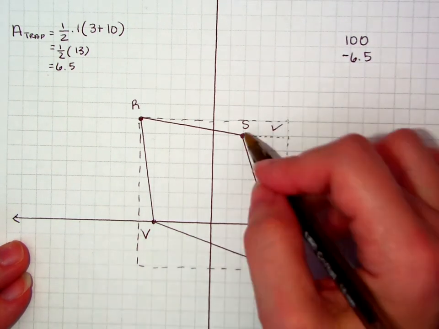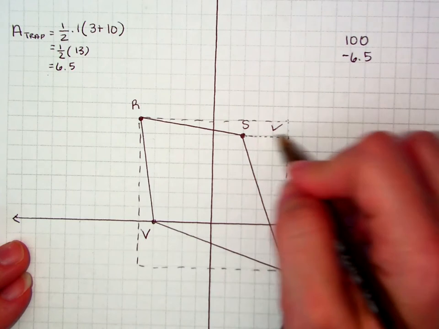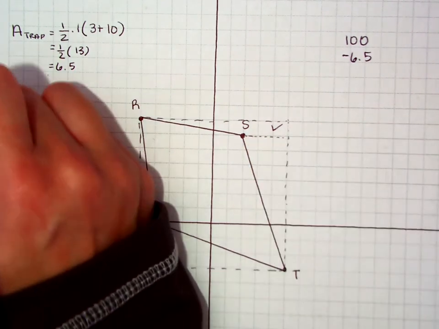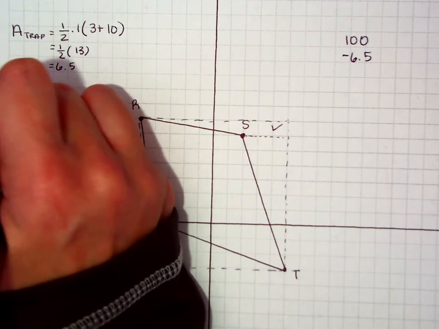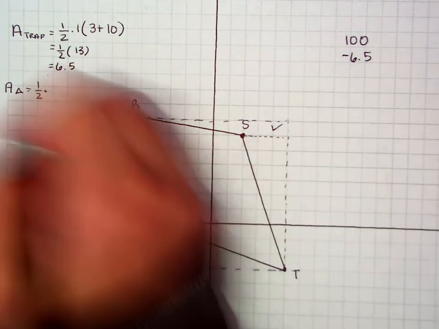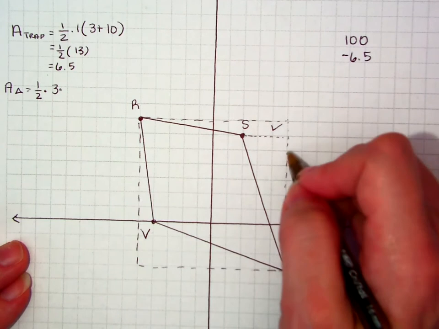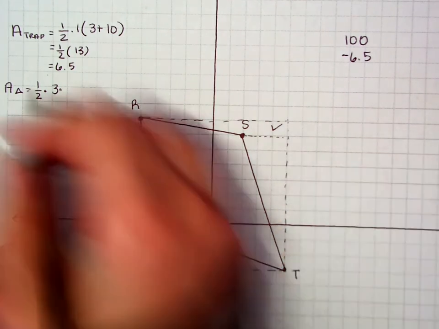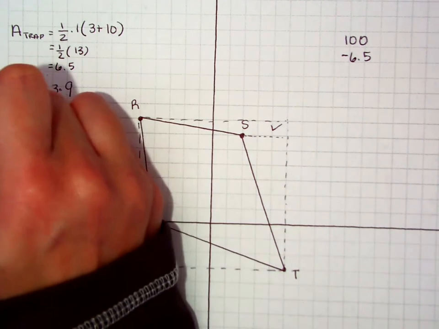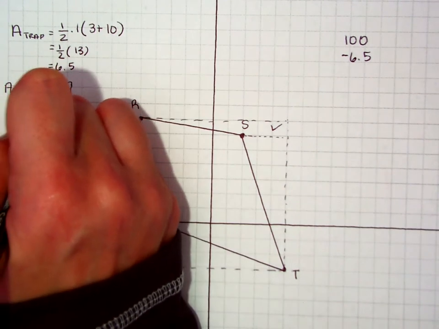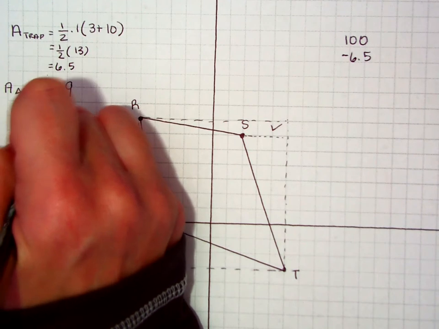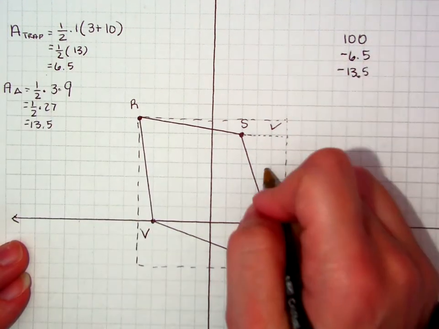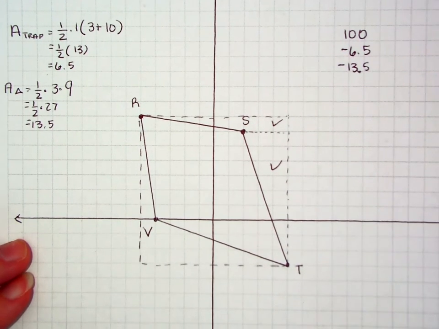Now let's look at this right triangle here, which gives us the right angle we need. This base here is 3, and the area formula for a triangle is 1/2 times the base, 3 units, times the height, which is 1, 2, 3, 4, 5, 6, 7, 8, 9 units. So that's 1/2 of 27, which is 13.5. So we're going to subtract off 13.5 here, and that will take care of this particular shape.